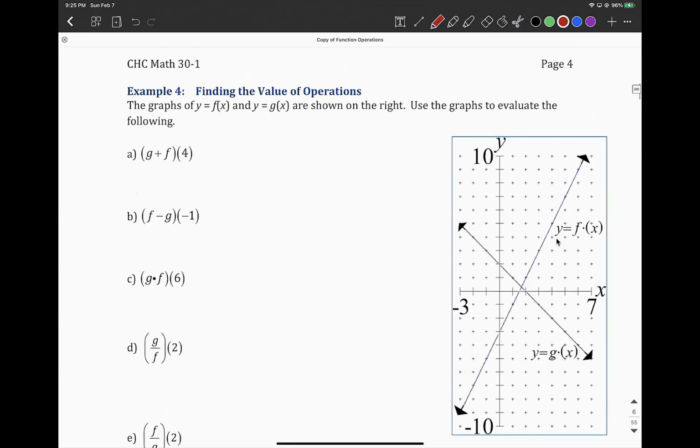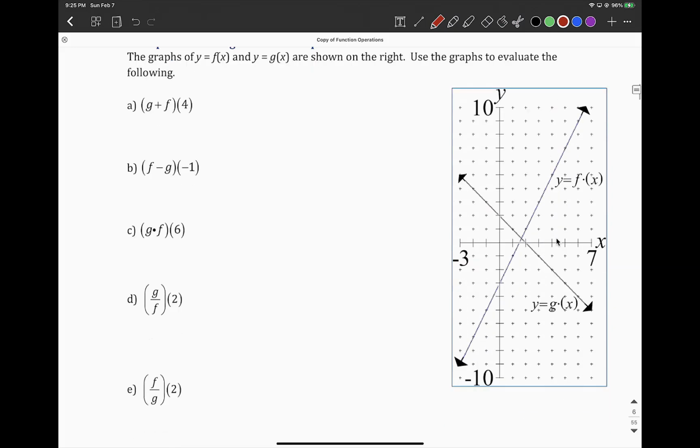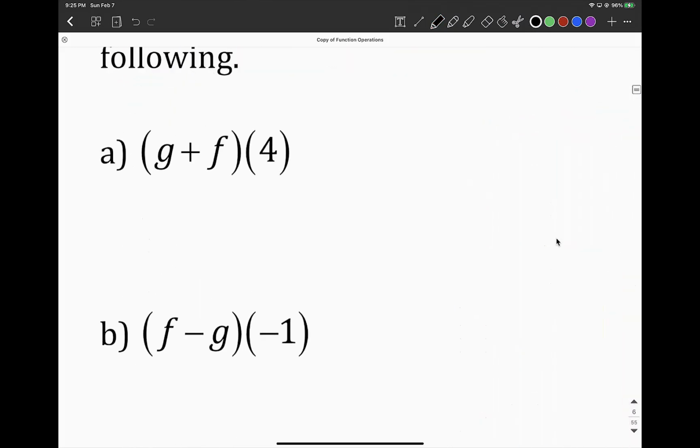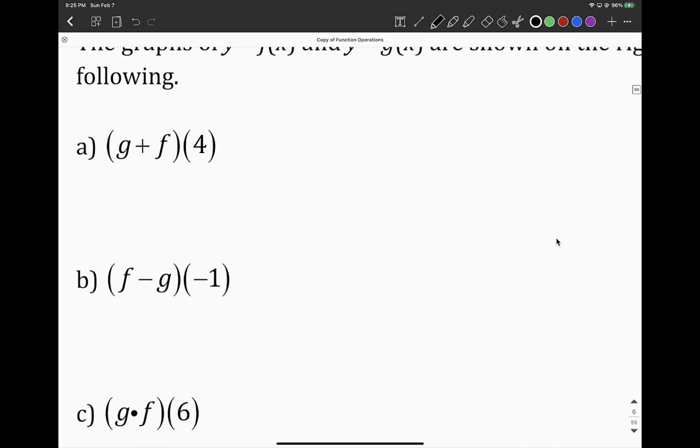In example 4, they want us to use a graph to perform a couple of evaluations in a couple different operations. And so we're going to use this function notation and kind of decode it to find out what we're looking for on this graph. The addition notation here, g plus f of 4, is a very, very condensed notation. Expanding it out, it is asking us to first find g of 4 and then add it to the answer of f of 4.